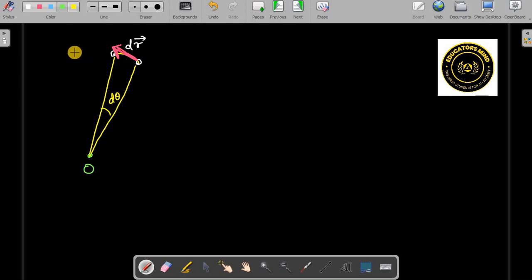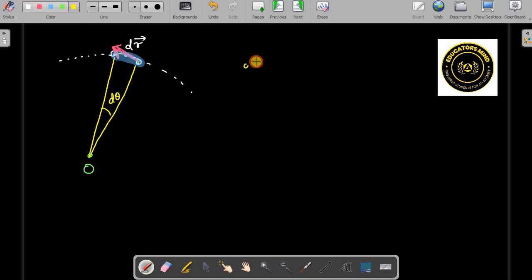It may not move in the same circle; the radius may also change, but at a given instant the change may not be much. So this is dr vector, but assuming that the radius is not changing, we are making the assumption that the body is going in a circular path. So this is a very small circular arc that we are considering here. It is almost like a straight line, isn't it?